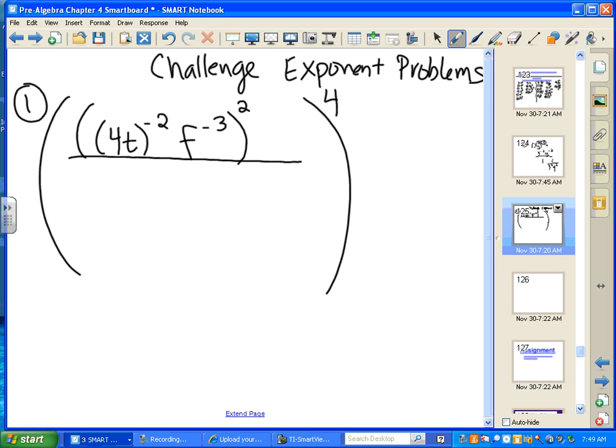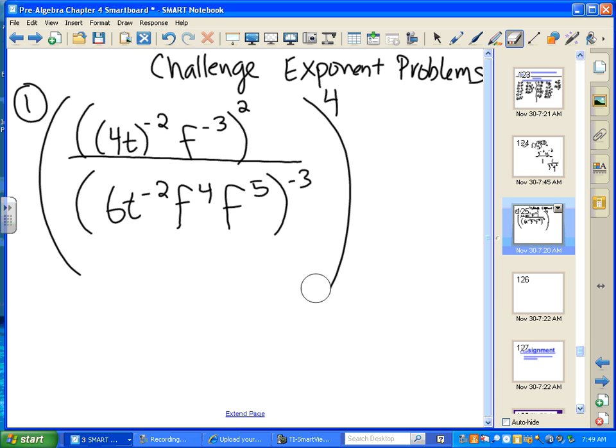I'm waiting. I'm not going anywhere, and the problem's not going to run away from us. The bottom, medium parenthesis, 6t to the negative second, f to the fourth, f to the fifth, all to the negative third power.